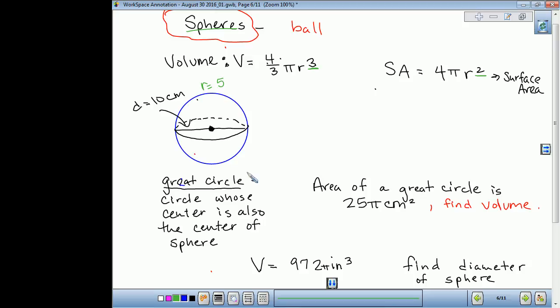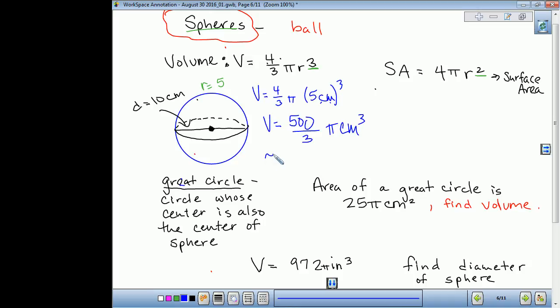5. All right? There we go. So volume would be 4/3 pi 5 centimeters cubed. Okay, so 5 cubed is 125. 125 times 4 is 500. So 500 pi cubic centimeters is our exact answer.